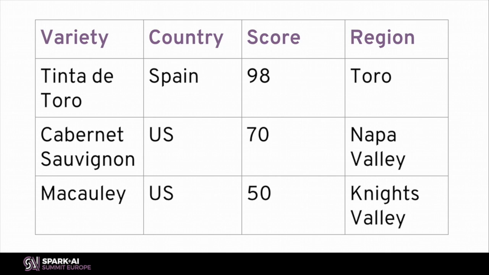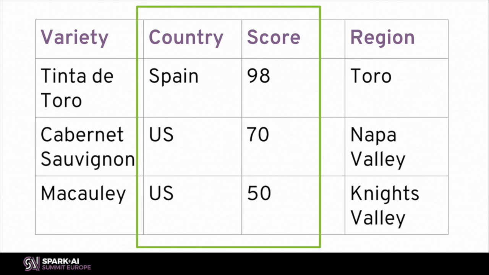So, my data set. I found a CSV file on kaggle.com that had varieties of wine, the country they were from, a score, and regions. So for this talk, we're going to focus on country and score. I'm going to take the average score for each country and then display this on a map so that you can tell where to travel.